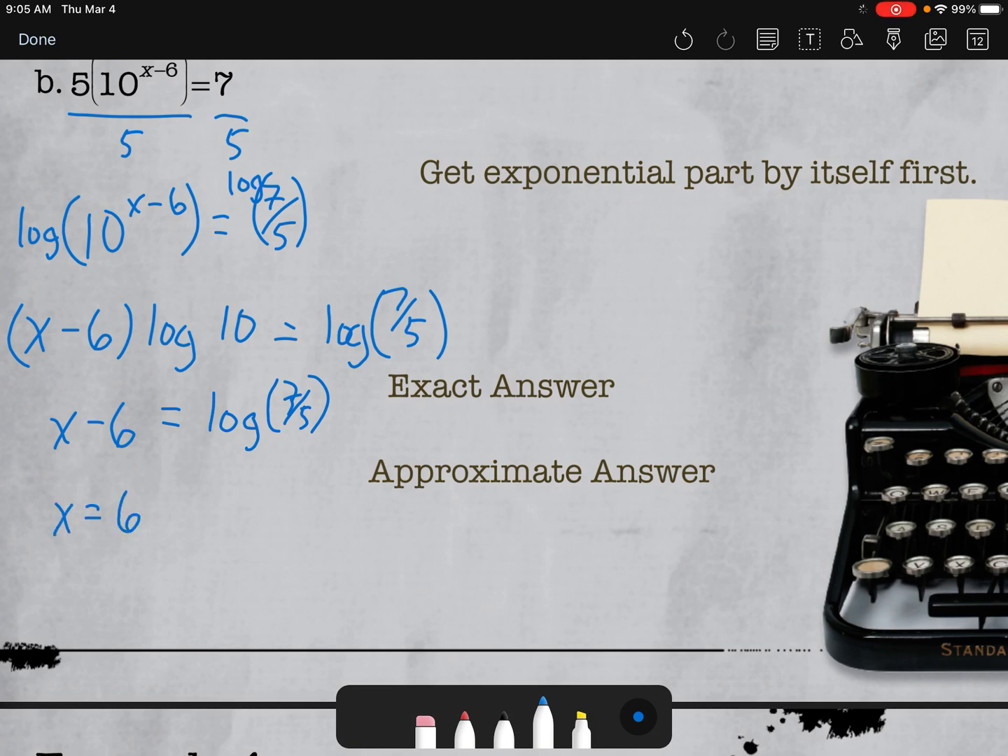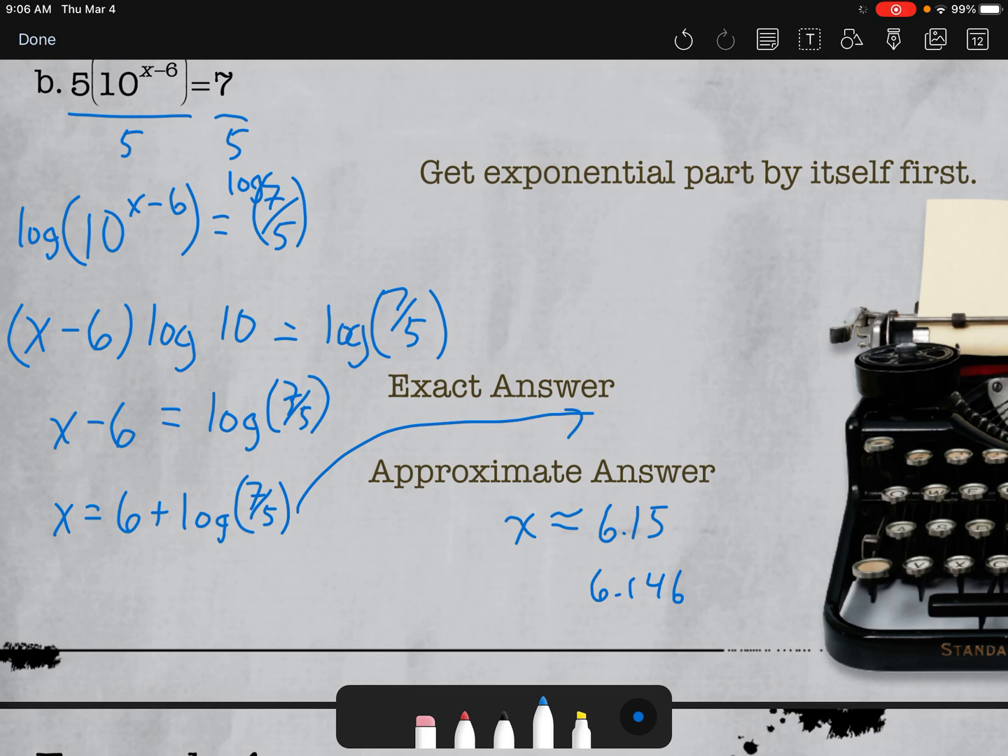Now, how do you get rid of the 6? Add it, right? 6 plus log 7/5. Now, I know some of you want to go ahead and write log 7 minus log 5, right? Because of what we did before, because division means we're going to subtract, but you don't have to. This answer is exact. Then we're going to put it in our calculator and calculate it. X would be approximately 6.15 if we go 2 decimals, 6.146 to be more accurate. The exact answer is right here.